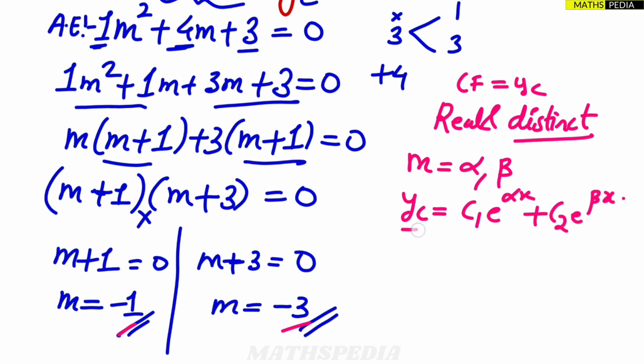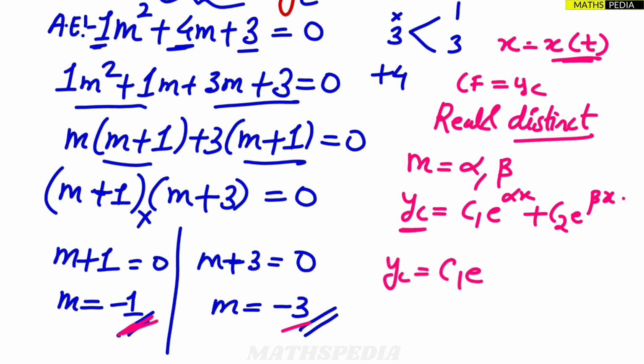Now the thing is that here it is directly yc itself. In the previous question it was not yc, because there we had x equal to x of t, a function of t. Here it is directly y equal to y of x. So you can directly write the yc value as c1 e power alpha.